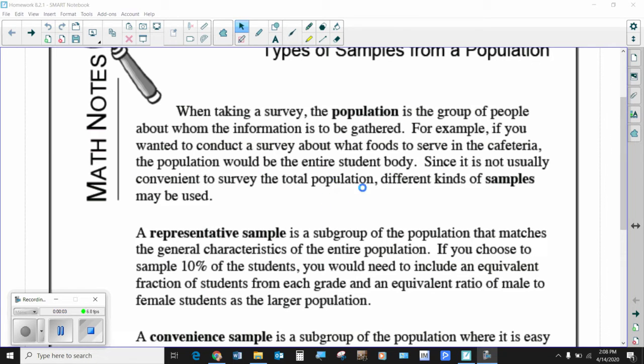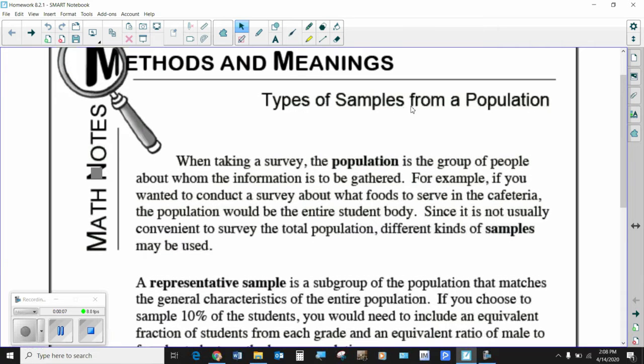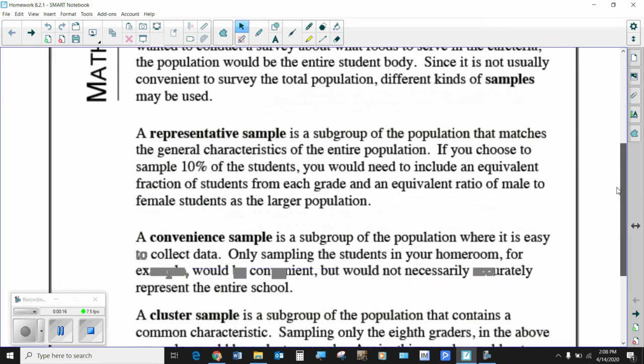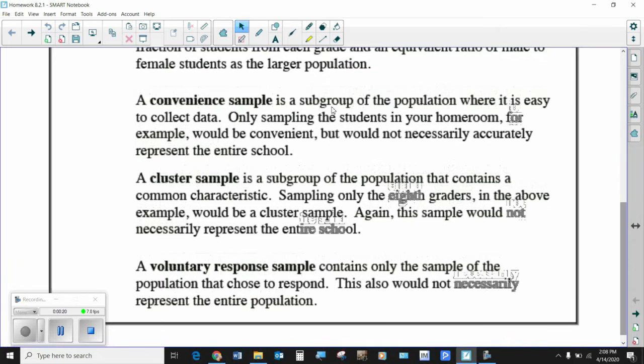Alrighty, let's see how we did on our homework. Starting with the M&Ms, types of samples from a population. We actually got this written into our notes yesterday quite extensively, so you may not have had to write a lot of this down. I'm not going to go back over everything, but I would like to just focus on this cluster sample that we talked about yesterday.